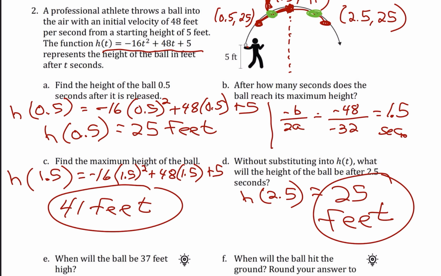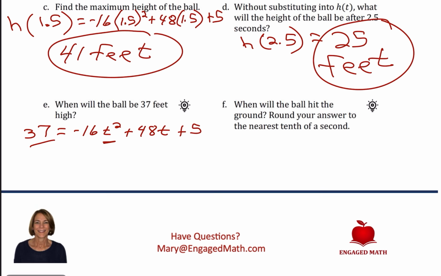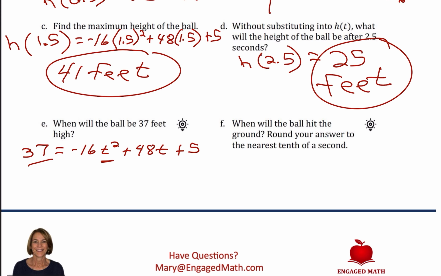You can see that by the drawing. So let's go back, and what we're going to do is we're going to say 37. So I'm going to make this 0 by subtracting 37 from both sides. So 0 equals negative 16t squared plus 48t minus 32. I don't like dealing with all those huge numbers, so I'm going to divide everything by negative 16.